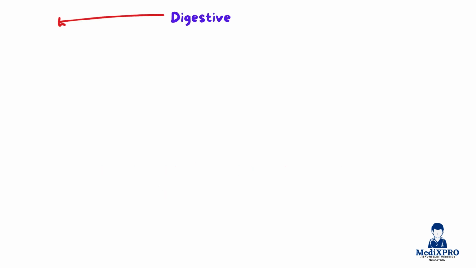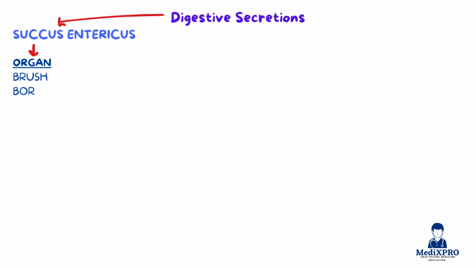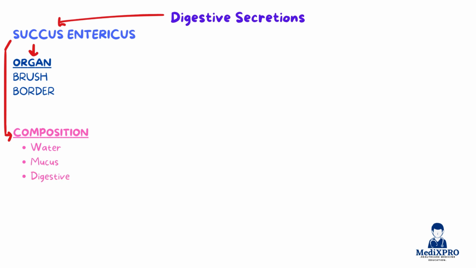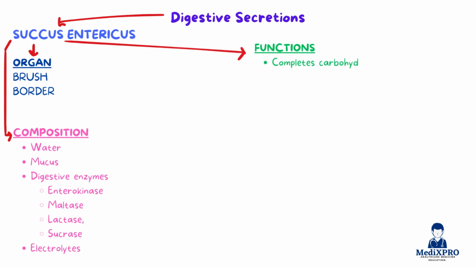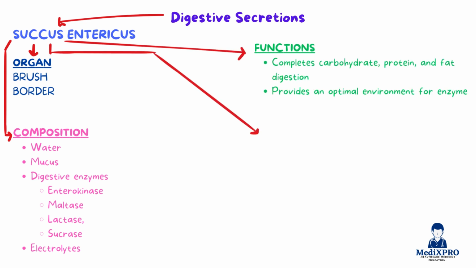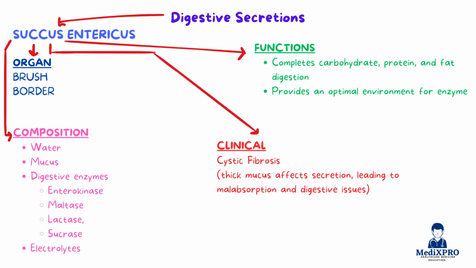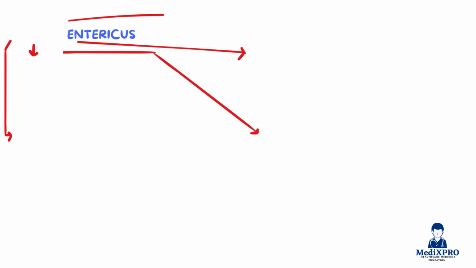Lastly, Succus Entericus, secreted by the small intestine's brush border, contains water, mucus, electrolytes, and enzymes like enterokinase, disaccharidases, such as maltase, lactase, sucrase, and peptidases. It completes digestion and helps absorption. In cystic fibrosis, thick mucus blocks these secretions, causing malabsorption.